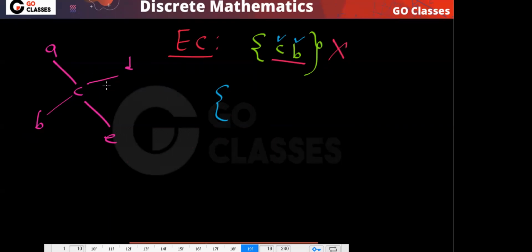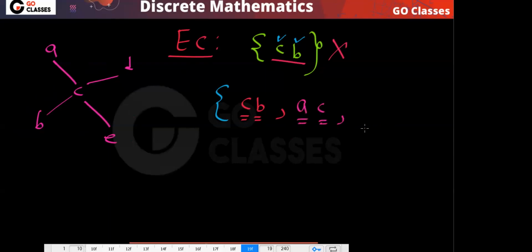One edge will cover only two vertices. For example, I can take CB. This CB will cover C comma B. These two are covered. Now I can take AC. Now these two are covered.